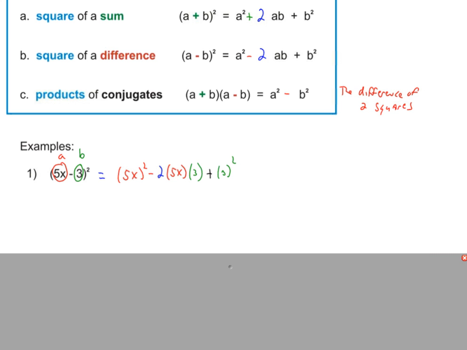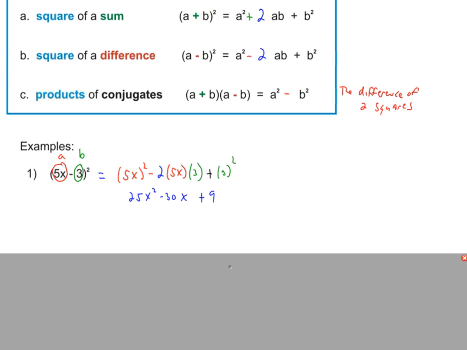So where do we end up? 5x squared is 25x squared. Negative 2 times 5, negative 10 times 3, negative 30x, and then plus 9. So 25x squared minus 30x plus 9.